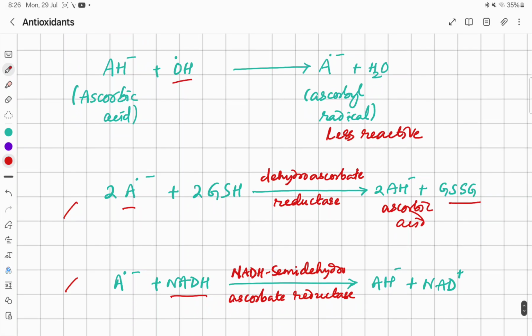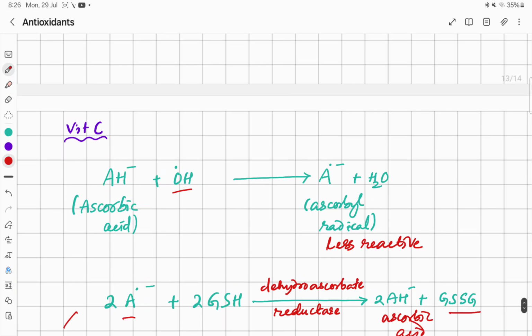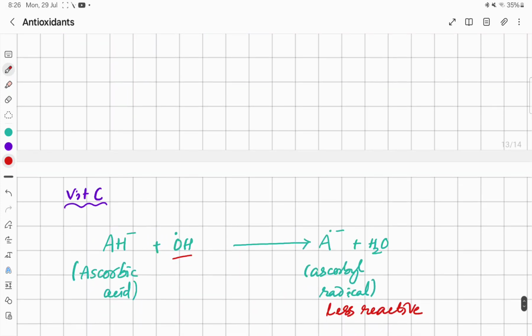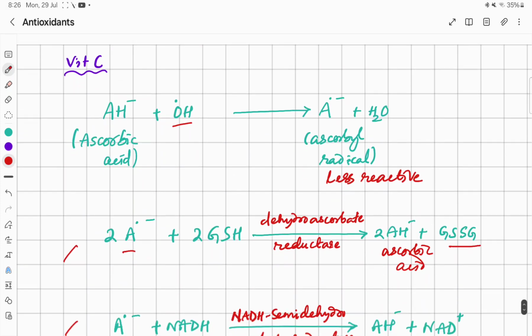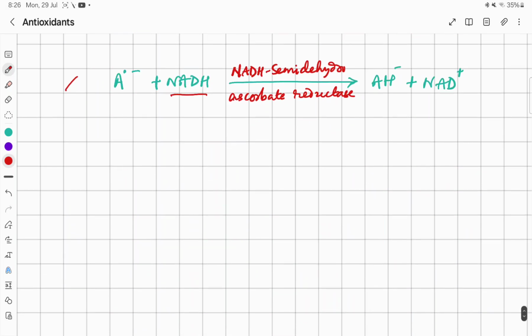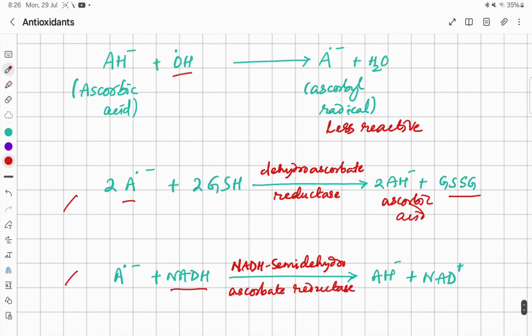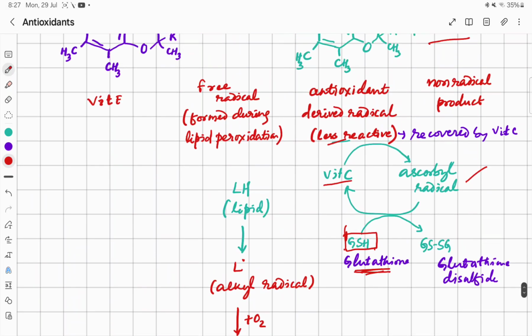So vitamin C can act simultaneously with vitamin E, and vitamin C itself can also act as an antioxidant for hydroxyl radicals. So this is all about the antioxidants.